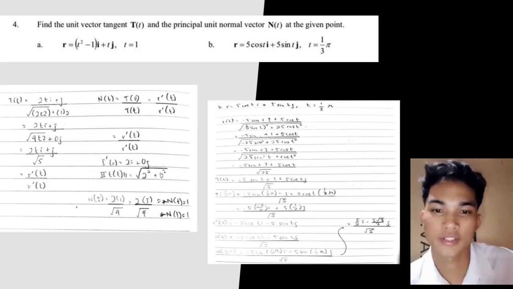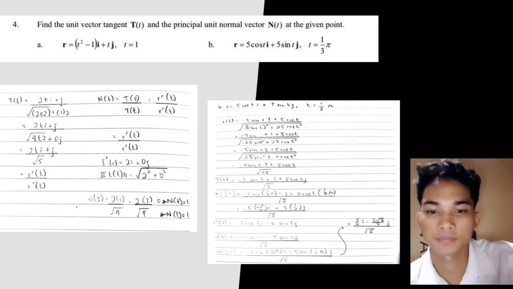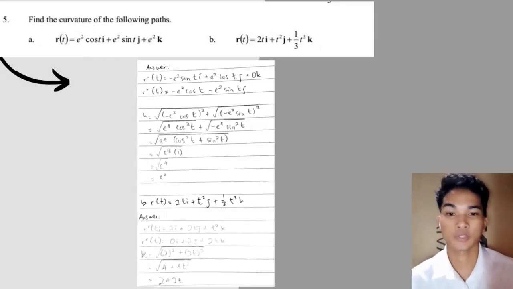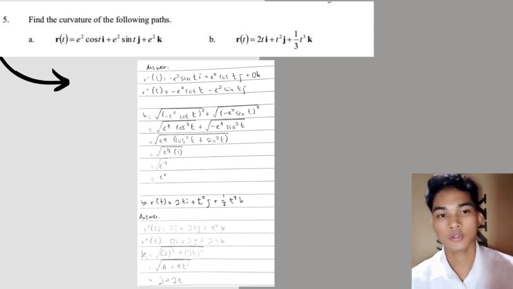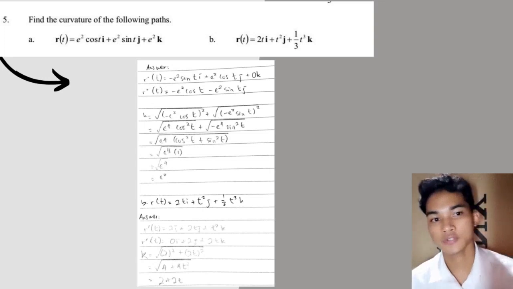Now we move to the next question. Next question, question 5. Find the curvature of the following path: A, r(t) equals e^(t²) cos t i + e^(t²) sin t j + e^(t²) k. So we find for question A first.